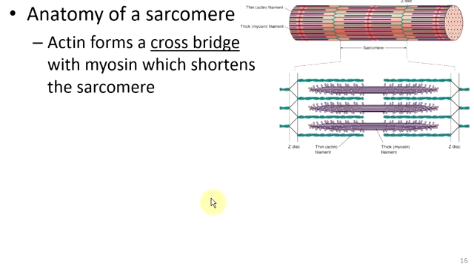Okay, so actin forms what is called a cross bridge, and that's an official term, with the myosin. And what happens is when they interact, they shorten with each other.